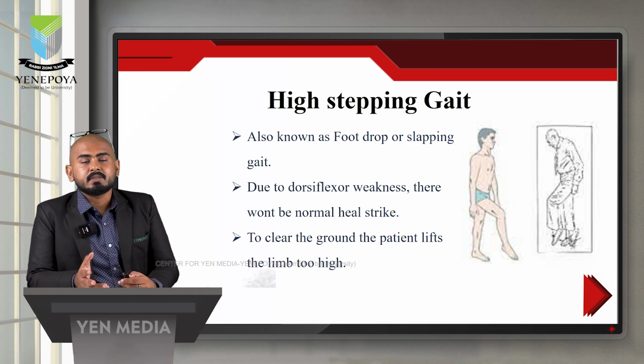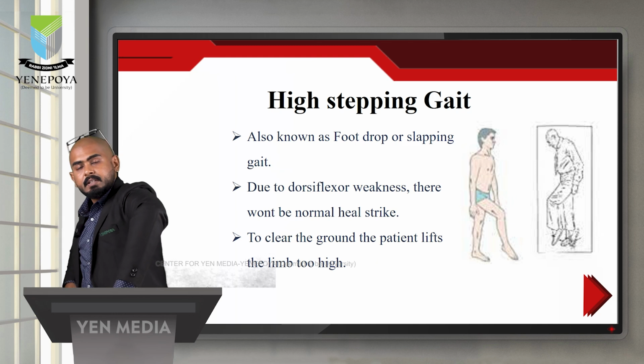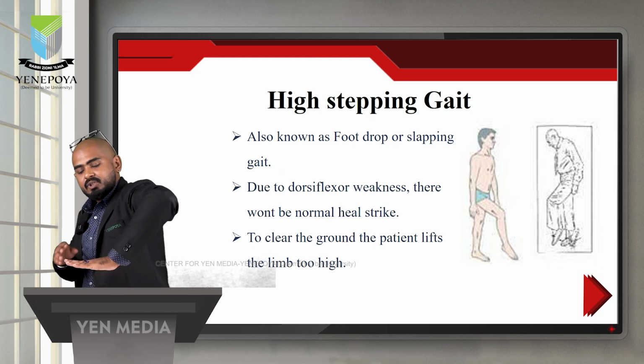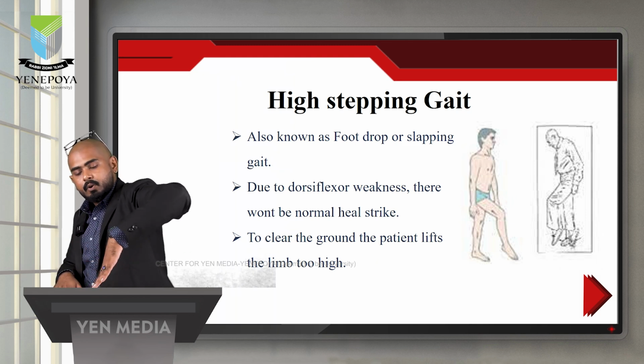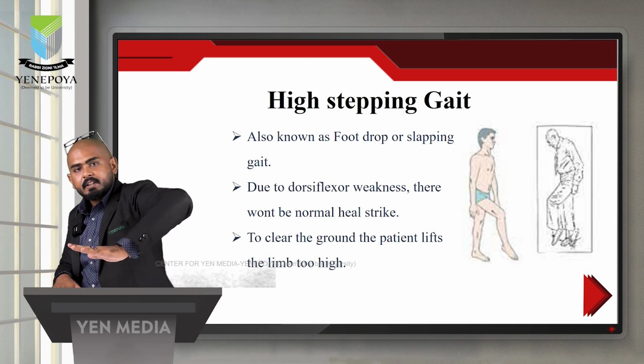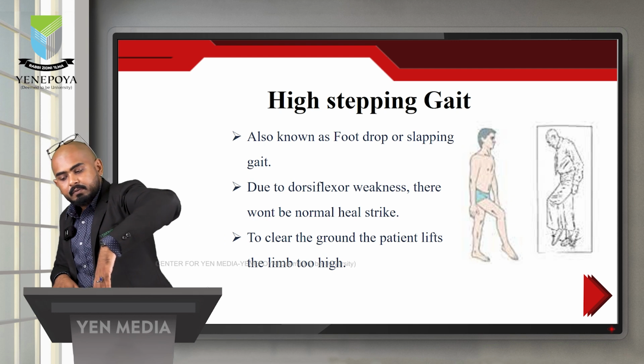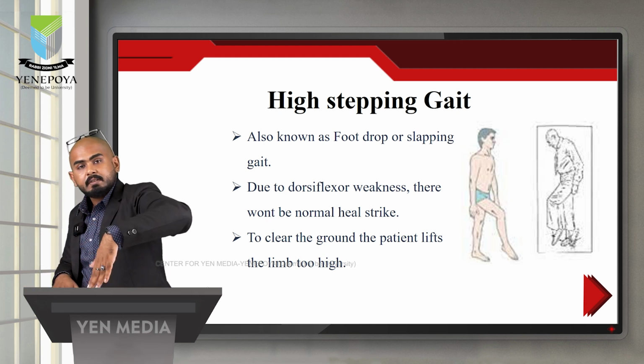High steppage gait is usually seen when the dorsiflexors are weak. Say that this is the foot. The muscles which keep the foot upright like this, or bring the foot up, are the dorsiflexors. Now, when the dorsiflexors are weak, your foot tends to fall and stay on the ground. It's called foot drop. Now, whenever you walk, this foot would be dragging because your dorsiflexors are not acting.